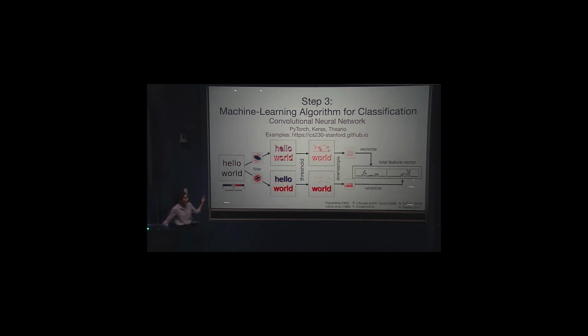So anyways, what is a convolutional neural network? How does it work? Why do we care about it? What does it do? So this is how it works. You start with an image, and the algorithm then convolves it with a filter, thresholds it, downsamples it, and vectorizes it to create a total feature vector.